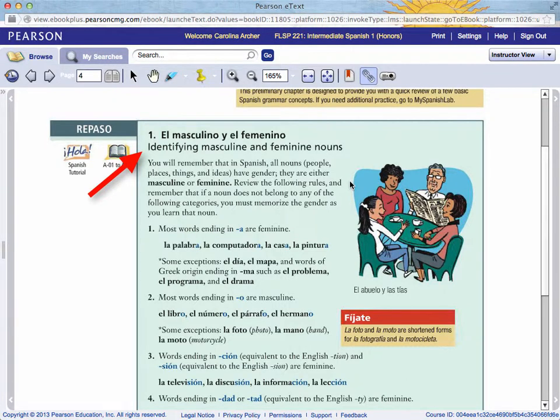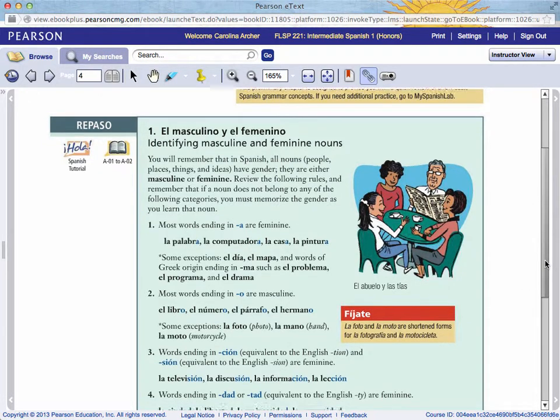All right, so there are some rules to remember if a noun is masculine or feminine, okay? And if the noun does not fit into any of these rules, you just have to memorize them. You just have to learn what they are, okay? Because not all of the nouns fit into one of these rules, okay?